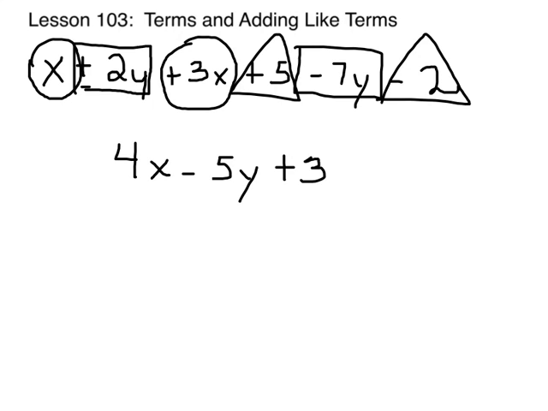This is Lesson 103 in Saxon's second edition, Algebra 1/2. This is on terms and adding like terms.